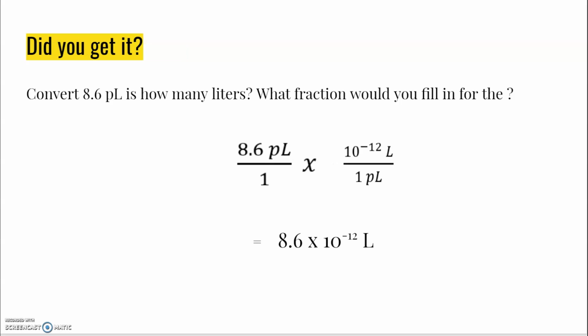Hope you got it right. 10 to the negative 12th liters equals 1 picoliter. We'd want the picoliters on the bottom, and then we do the math, and we get this for an answer. Now, you could have also said that 10 to the 12th picoliters on the bottom equals 1 liter on the top, and guess what? You'd still get the same answer.